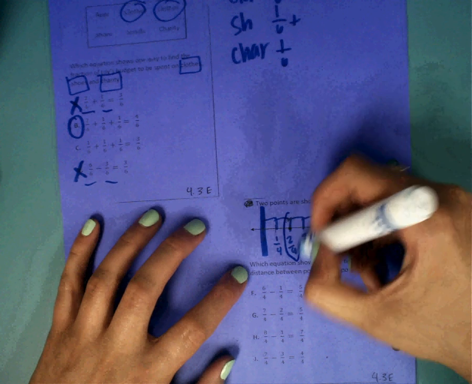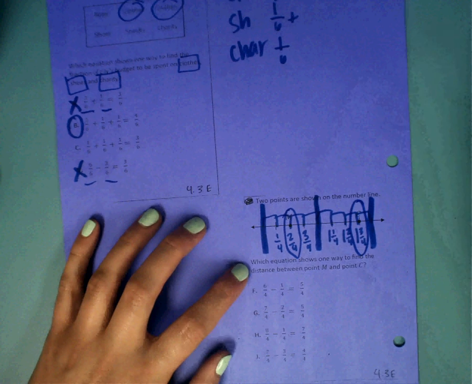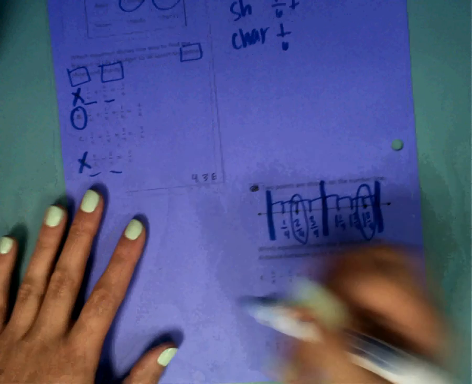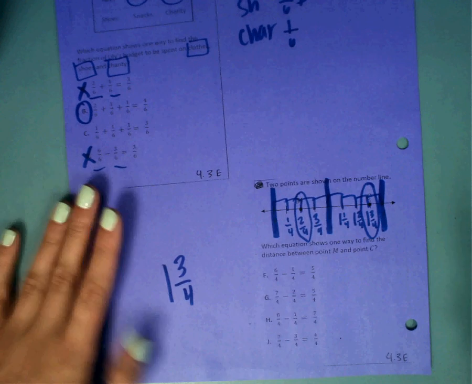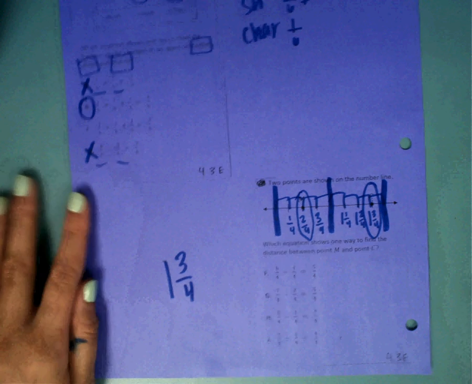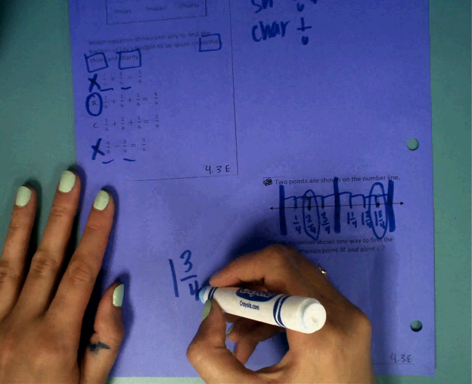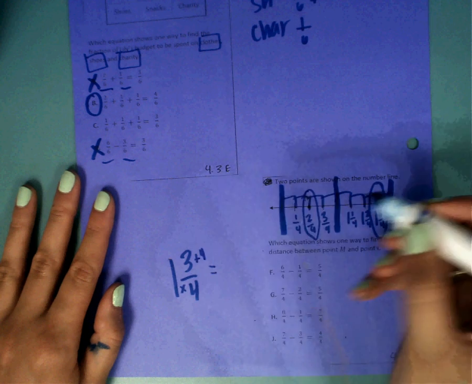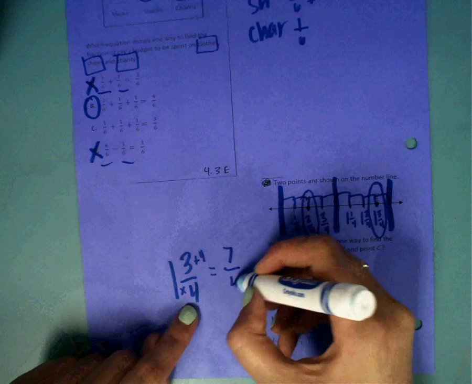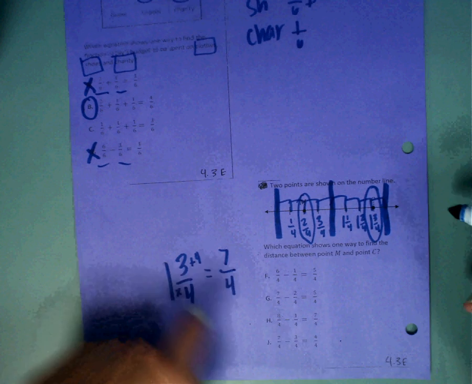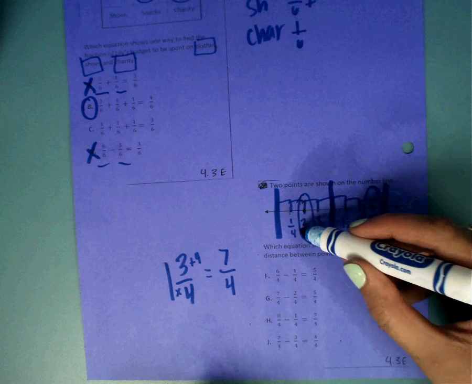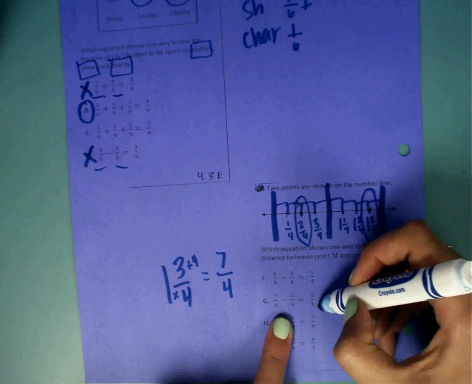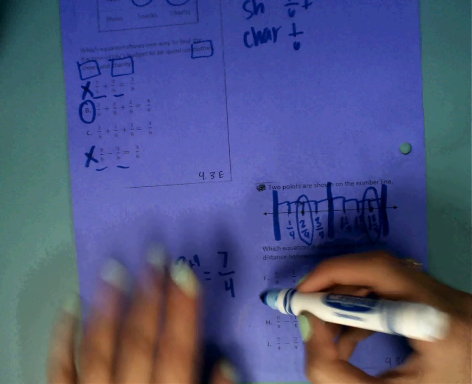Okay. Which equation shows one way to find the distance between point M and point C? So here's point M at 2/4 and point C is at 1 and 3/4. So first, do you see what kind of fractions we've got here? We've got improper fractions. So let's take 1 and 3/4 and convert it to an improper fraction. Remember how to do that? I'm going to multiply the whole number times the denominator. 1 times 4 equals 4, and then I'm going to add it to the numerator. So I've got 7, and my denominator stays the same, fourths. So this would be 7/4 minus 2/4. Denominator stays the same with 4. 7 minus 2 is 5. That's where we get G.